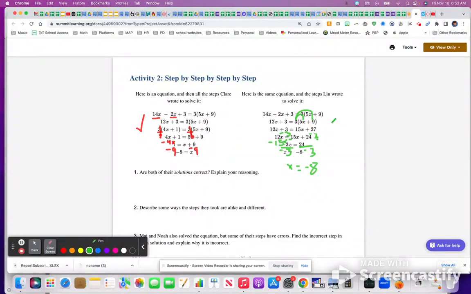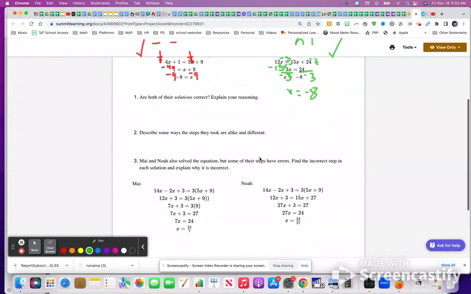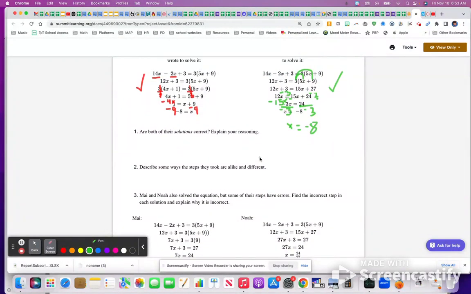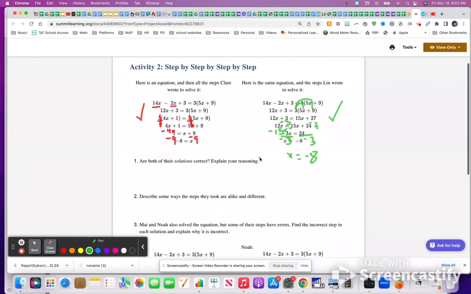So are both of their solutions correct? Absolutely they are. So what are some ways that these two are alike and how are they different? So take a look and see if you can tell me how they are alike and how they are different.